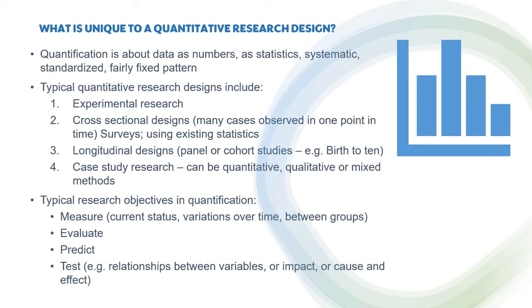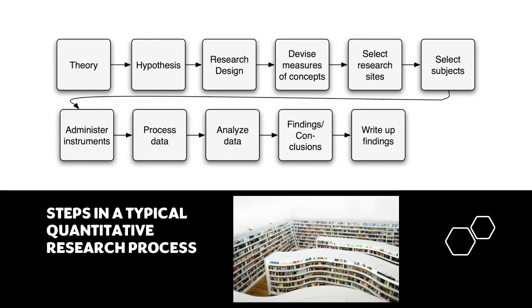When I want to predict something, maybe I set up a nice questionnaire to measure people's job satisfaction, and I think that can predict whether somebody would stay in a company for longer, then that is a quantification prediction type of study. When you use the word test, I want to test the relationship between variables. I want to look at impact, or I want to discern what are the causes and the effects of something. Then we're on our way to quantification. What are the steps in a typical quantitative research process?